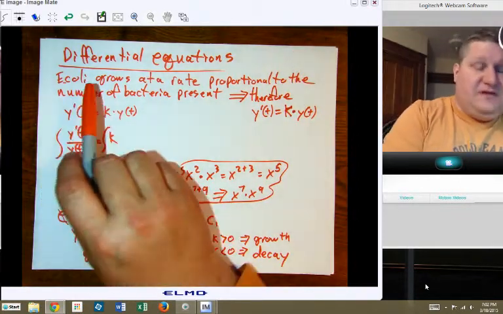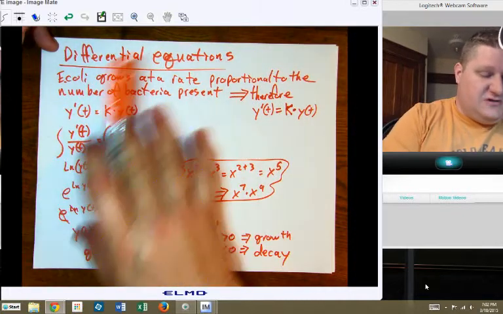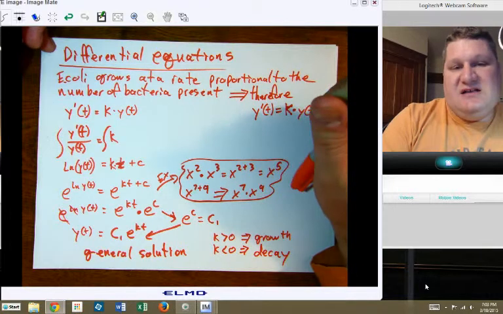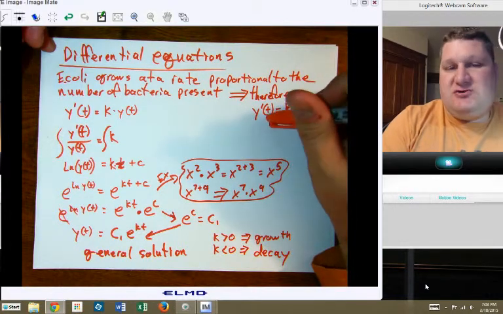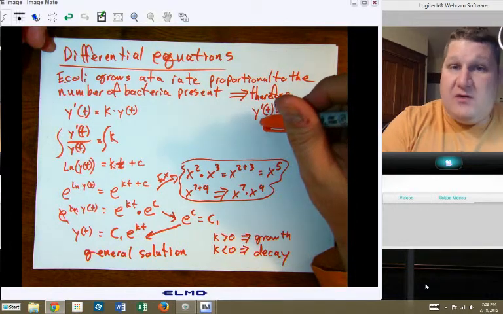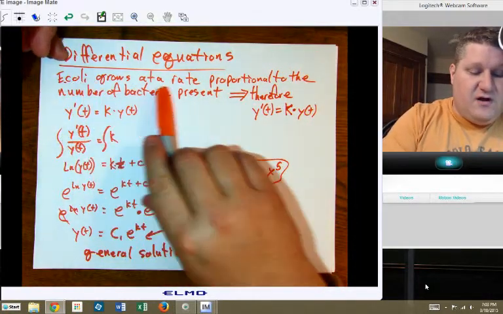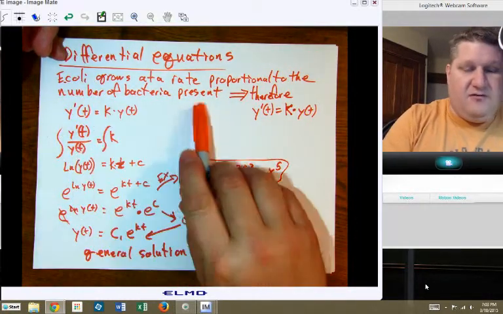Now, in our particular case, let's use exponential growth as a starting point. The reason to use exponential growth is that it's one of those times where we're really interested in rates, rate of growth, how fast something grows. So for example, E. coli grows at a rate proportional to the number of bacteria present.